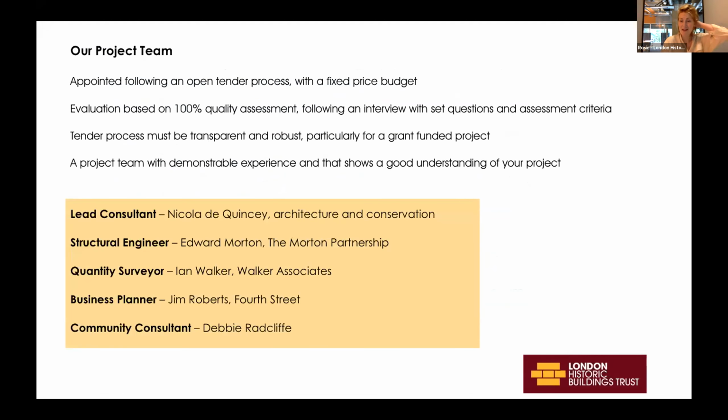Now, actually, having spoken quite a lot, I haven't really introduced our project team. So how did we get to a project team? Well, we did an appointment based on an open tender process. So we advertised on our website and through the Heritage Alliance Heritage Update. And because it was a grant funded project, we had a fixed price budget. Because of that, we weren't tendering based on price; we did an evaluation that was 100% on a quality assessment. And we identified three lead consultants, in this instance, to interview.